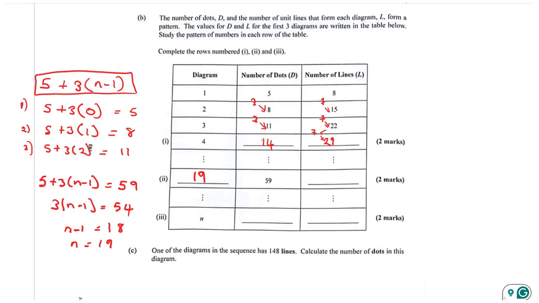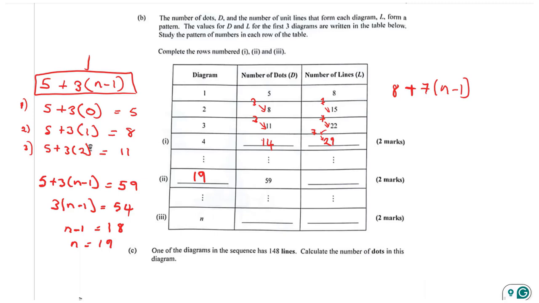What about the number of lines? Let's look at the number of lines. We started off with 8. We're going up by 7, so we can use the same formula over here. But the first term is going to be 8. The common difference is going to be 7. And then we subtract 1 from the n. So this is our formula to generate the number of lines.